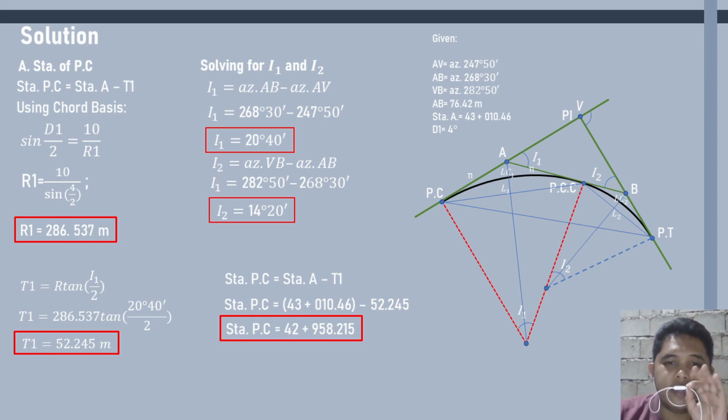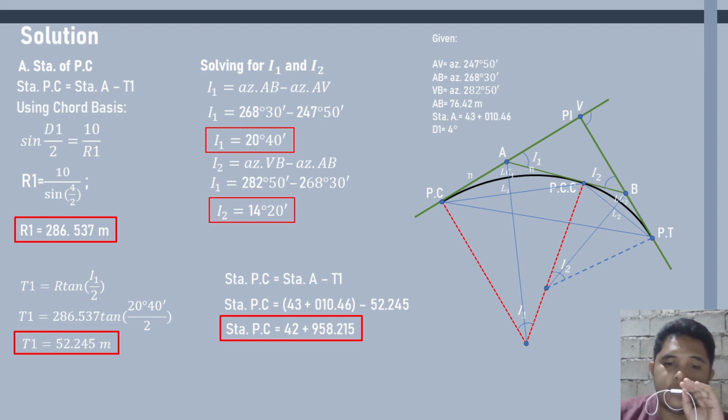Now that we have the values for I1 and R1, we can get T1. In solving T1, we simply follow the formula R tangent of I over 2. So, our T1 is equal to 286.537 tangent of 20 degrees 40 minutes over 2. Our T1, therefore, is equal to 52.245 meters.